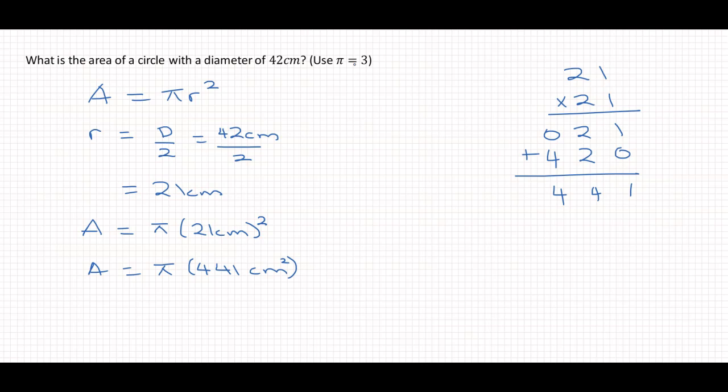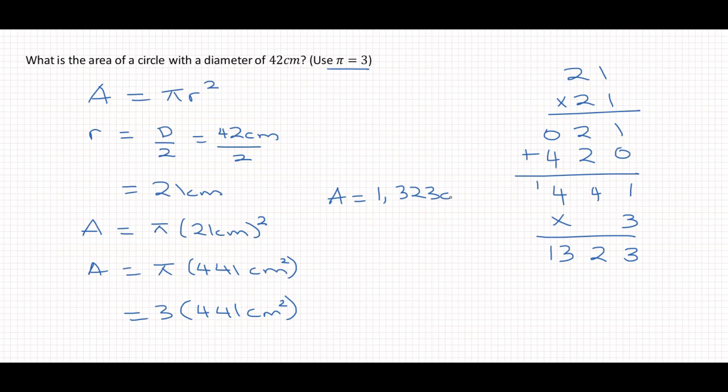But here's an important note. We're told to just use pi equal to 3. So this is going to give us 3 multiplied by 441 square centimeters. So let's multiply this by 3. We have 3 here, 4 multiplied by 3, we have 12. We write 2, we bring 1 up here. 4 multiplied by 3, we have 12, and then we have 13. So our area is going to give us 1,323 square centimeters.